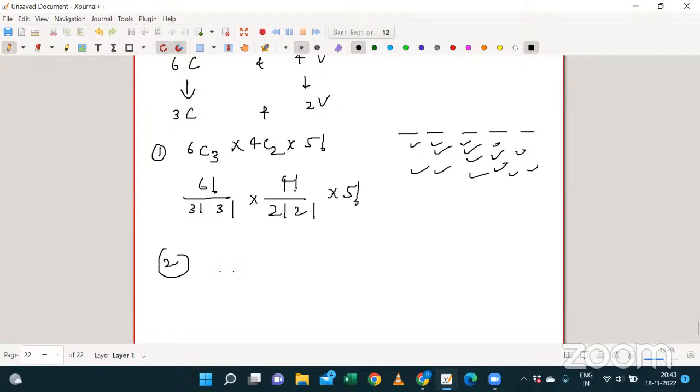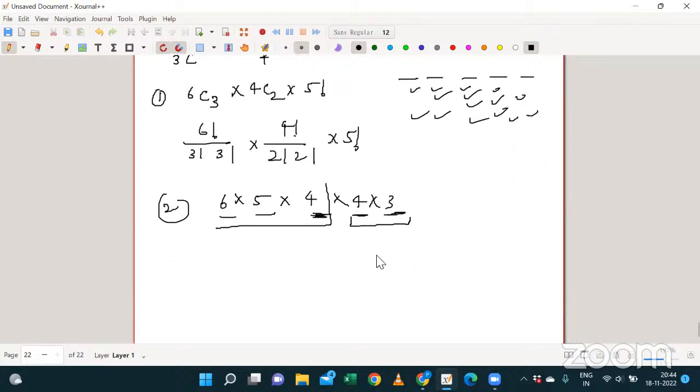Second is, suppose I have 5 places, so consonants can take any of the 3. You can see, if you are doing 6, 5, 4, 4 into 3, that means you are fixing the consonants at the first 3 places and fixing the vowels at the last 2. So first I can choose any of the 3 places, which I can do in 5C3 ways. And at those 3 places, you can arrange your consonants in 6P3 ways.